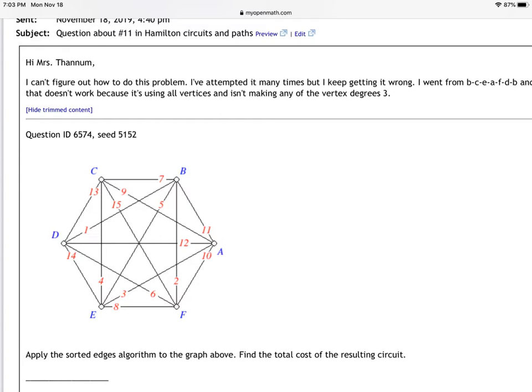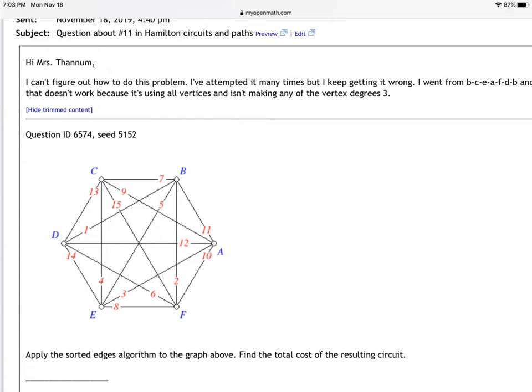So on this one, they want us to use the sorted edges and to find the total cost of the resulting circuit. So the instructions could be a little clearer here. Remember, on these, we're finding a Hamilton circuit. Sorted edges is used for a Hamilton circuit.